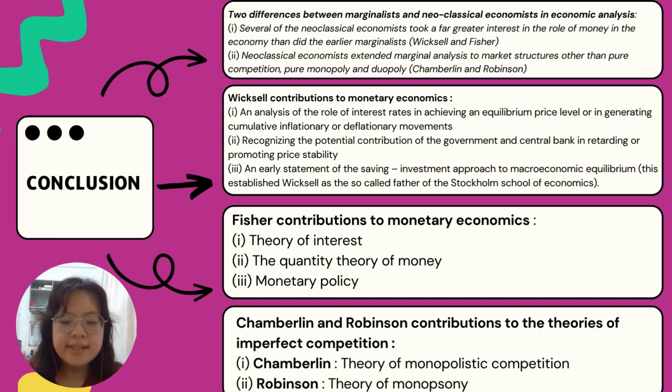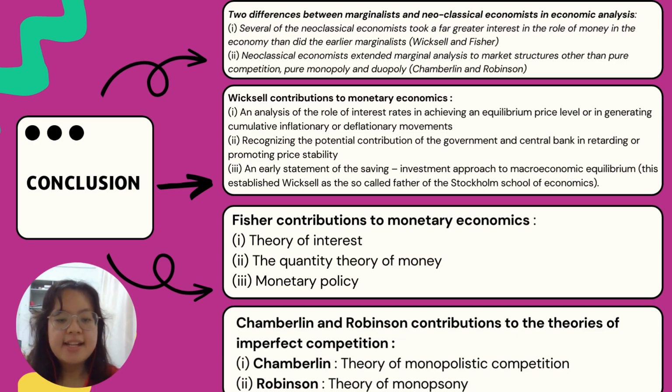Now I'll be concluding the whole chapter. The first conclusion is that there are two differences between the marginalists and the neoclassical economists in economic analysis. The first difference is that several of the neoclassical economists took a far greater interest in the role of money in the economy than the earlier marginalists did. The second difference is that the neoclassical economists extended marginal analysis to market structures other than pure competition, pure monopoly, and duopoly.